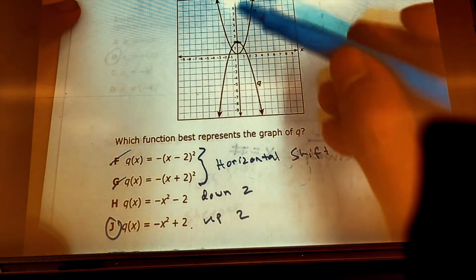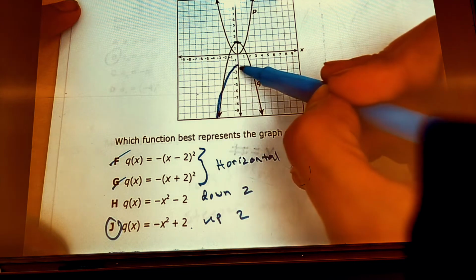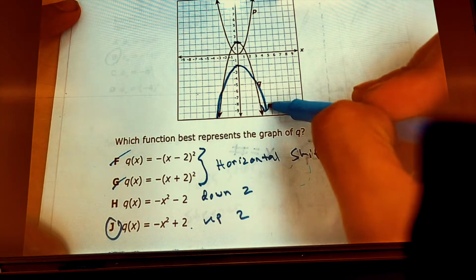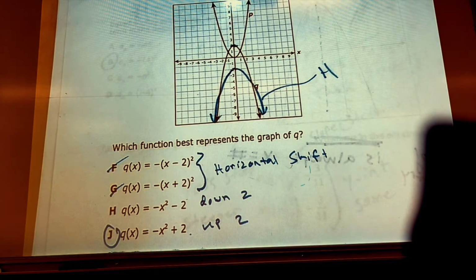Let me show you what the graph of H would look like. It's upside down and shifted down two. It would probably look something like this. That's probably how the graph of H looks. Okay? Does that make sense? You have a question?